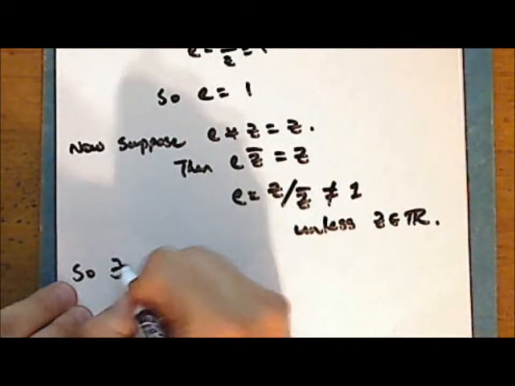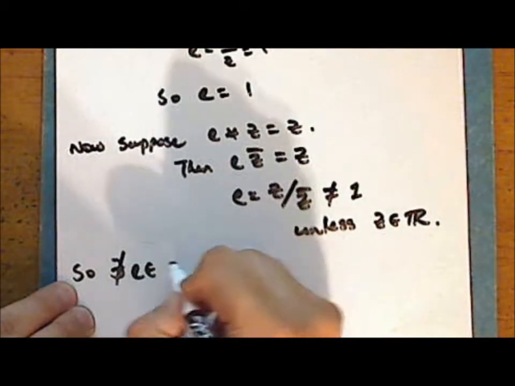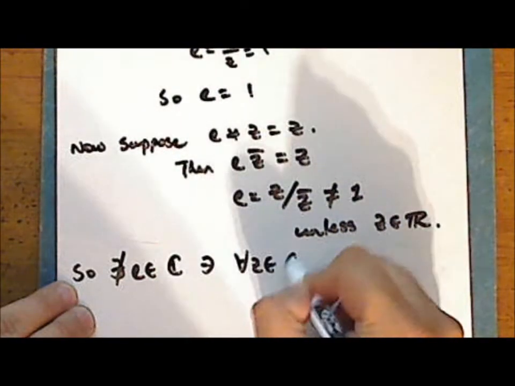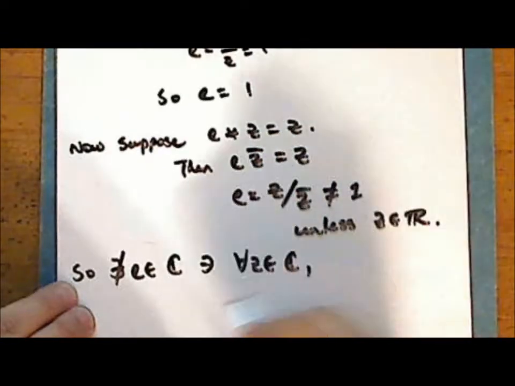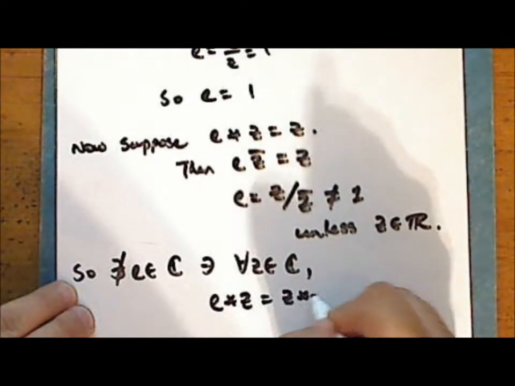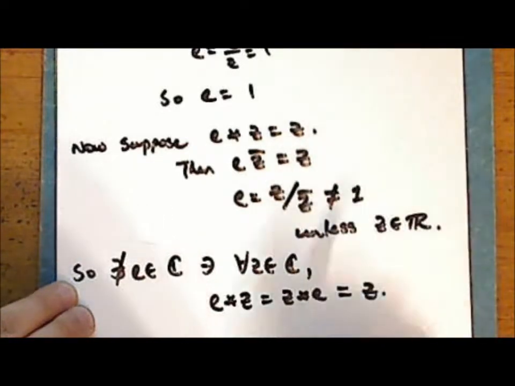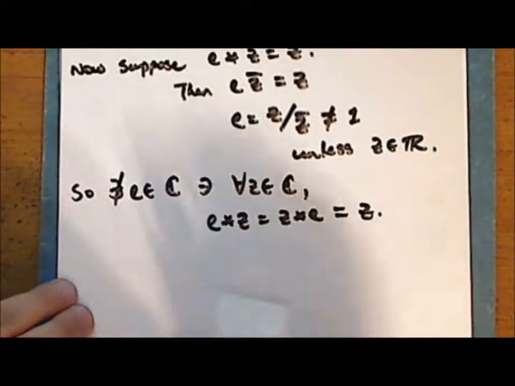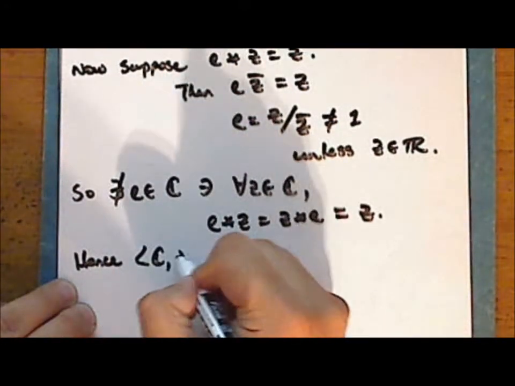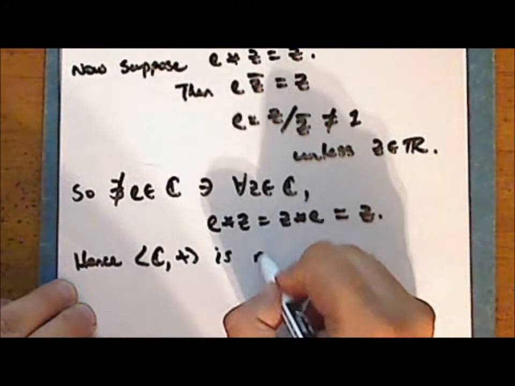And so there does not exist an element e in the set of complex numbers such that for every complex number z, we have that e star z is the same as z star e, which gives z. And hence the structure is not a loop.